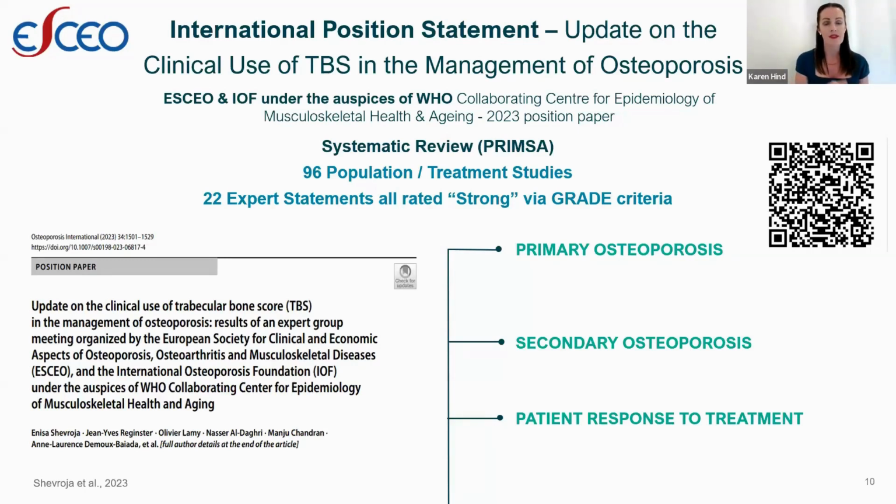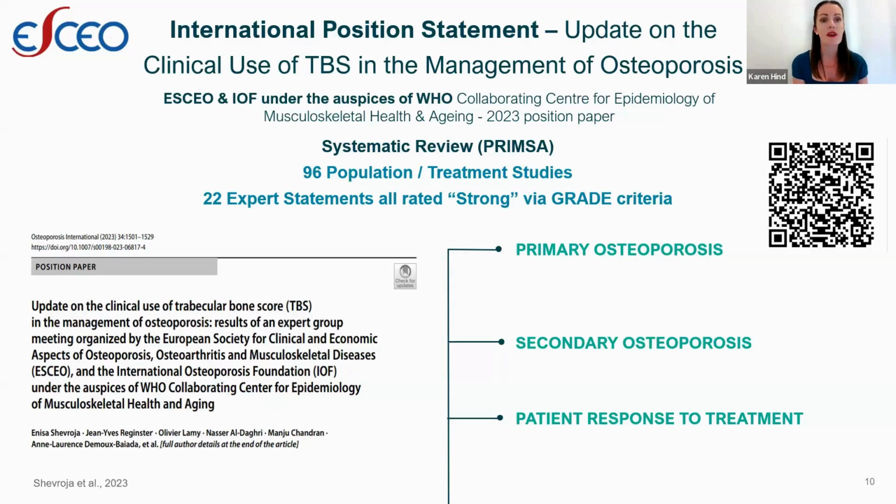In particular, this IOF and SKO group were operating under the auspices of the World Health Organization Collaborating Center for Epidemiology on Musculoskeletal Health and Aging. And this paper was published in July last year. The methodology for the development of this position statement was based on a robust systematic review. In fact, there were 3 systematic reviews that contributed to this position statement. Within that review, 96 population or treatment studies were eligible following the strict criteria according to PRISMA.